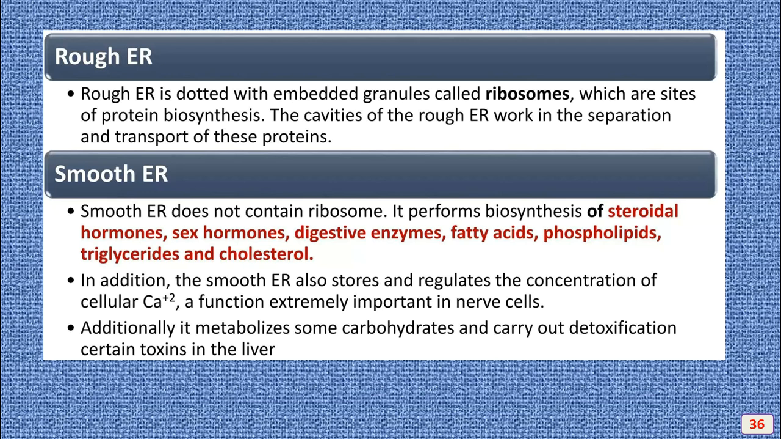Smooth endoplasmic reticulum does not contain ribosomes. It performs the biosynthesis of steroidal hormones, for example estrogen, progesterone, testosterone, etc. In addition, the smooth ER also regulates the concentration of the cellular calcium, and additionally metabolizes some carbohydrates.